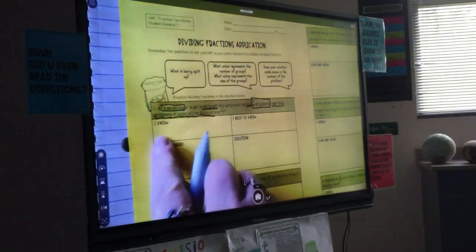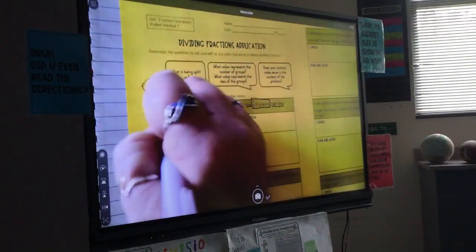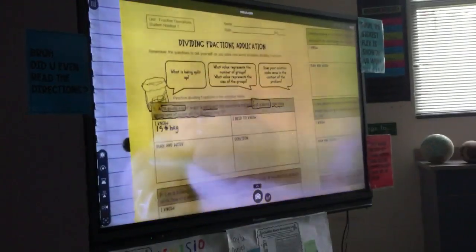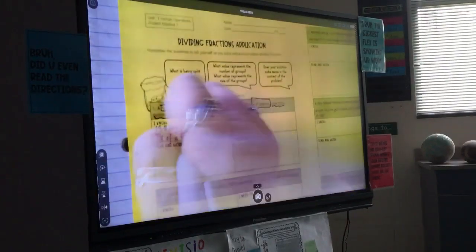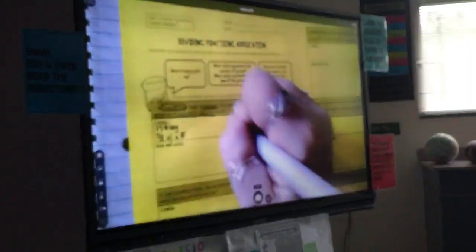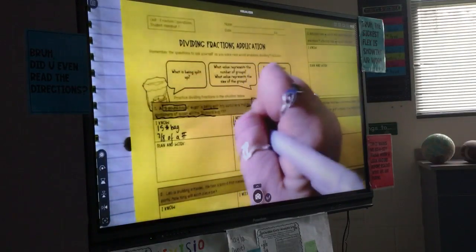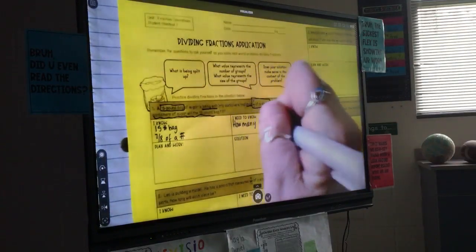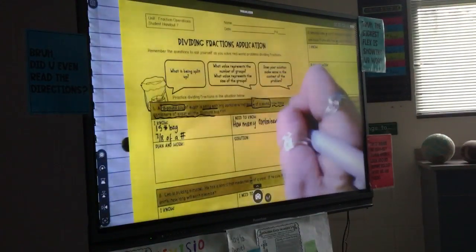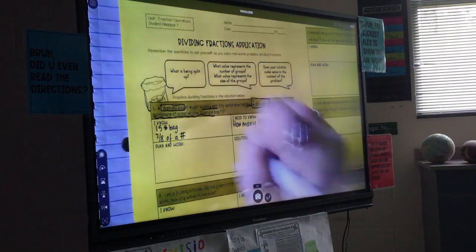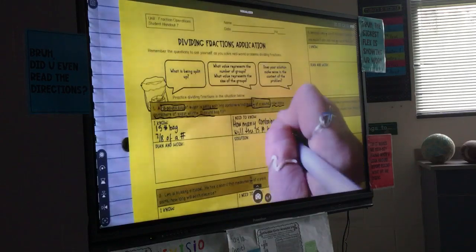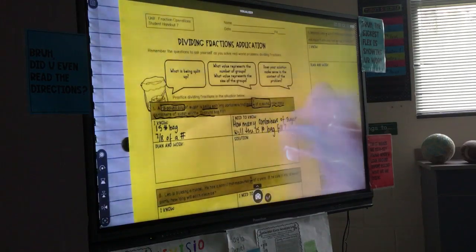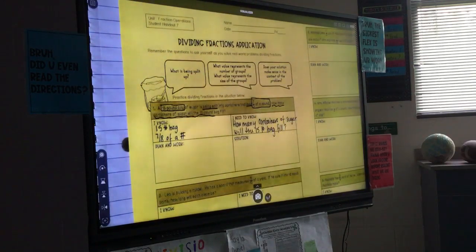So in this first box of what we know, we have a 15-pound bag, and we know that the container holds 7/8 of a pound. All right, what do we need to know? We need to know how many containers of sugar will the 15-pound bag fill? All right, stand up when you have this information written down. You're not solving, you're just writing this information down.